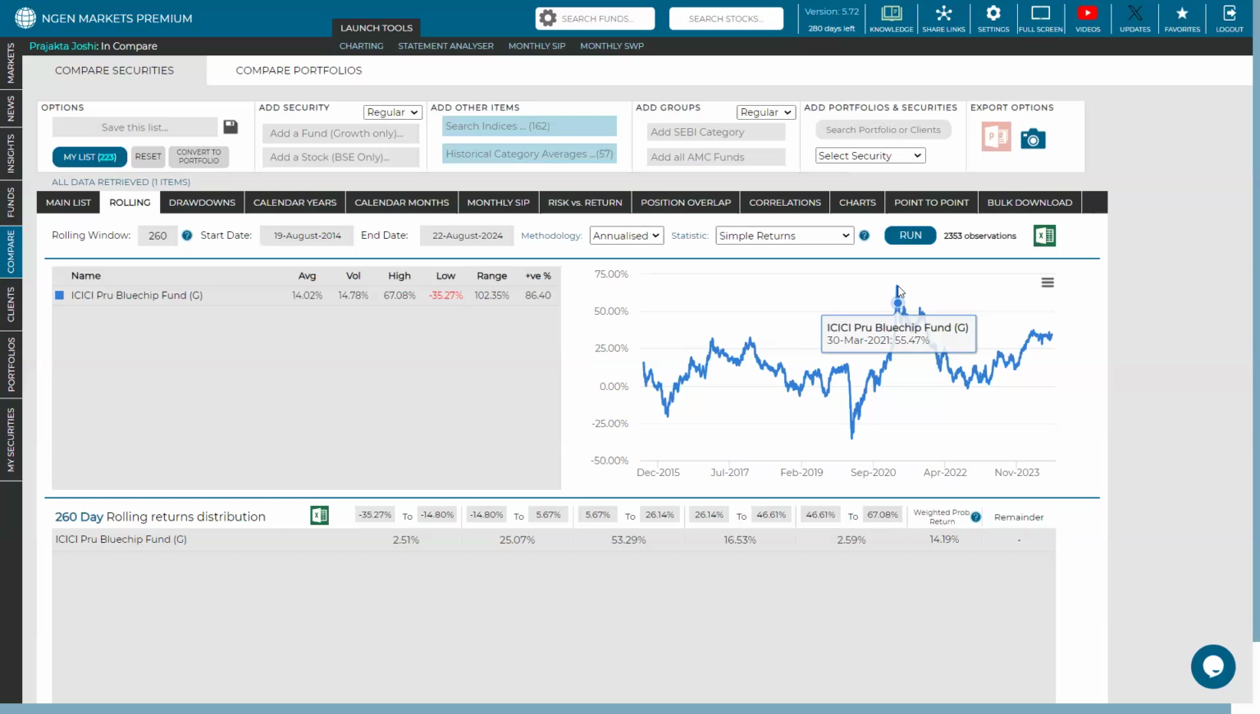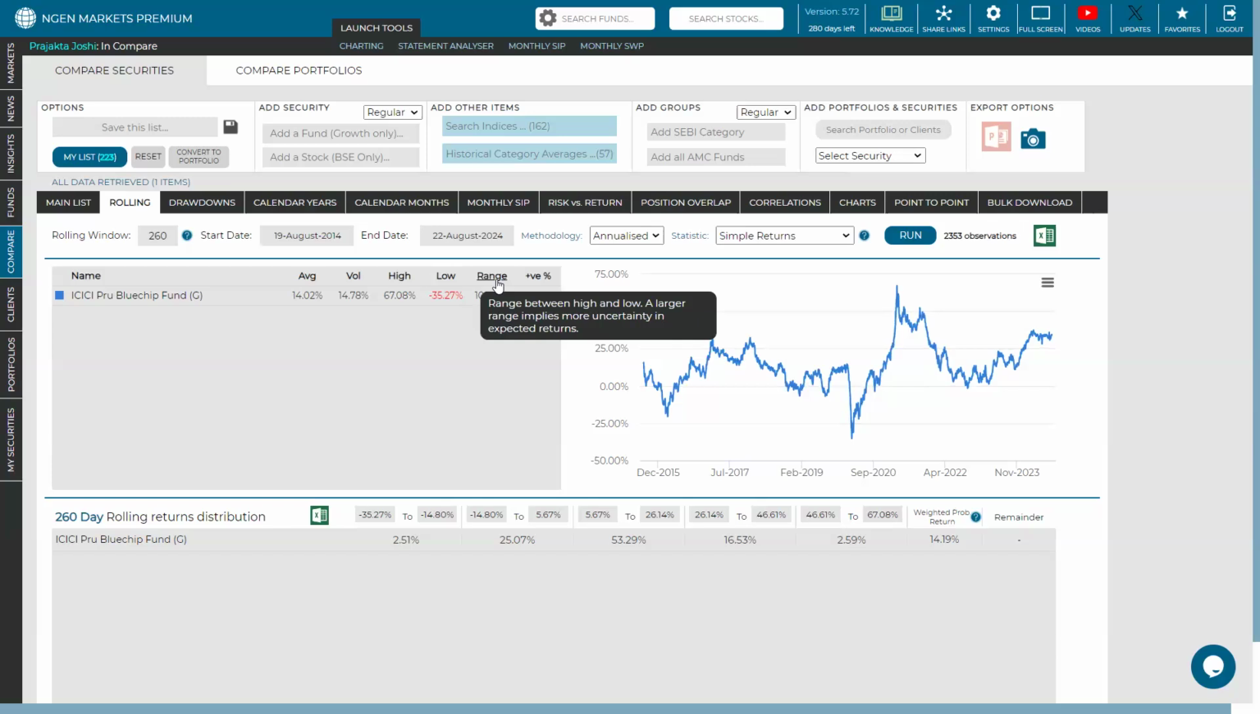On the contrary, the investor would have been unluckiest if he would have invested exactly 260 days prior to a date when the return would have been negative 35.27%, right? So we are seeing that point somewhere here. So the investor would have been unluckiest if he would have invested exactly 260 days prior to this particular date, right? Next is the range under consideration.